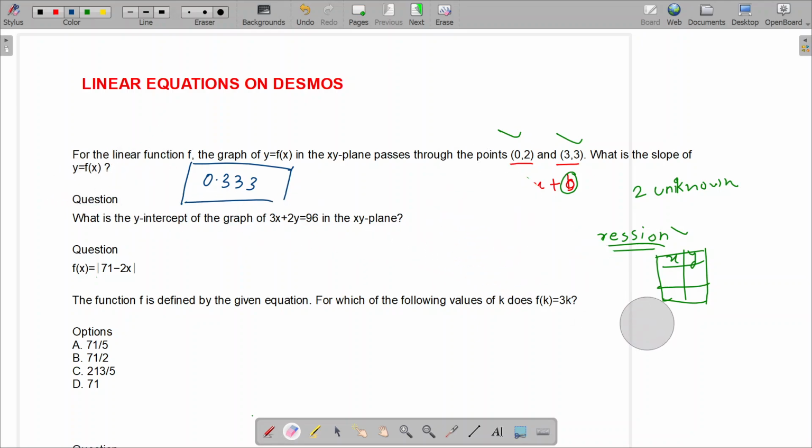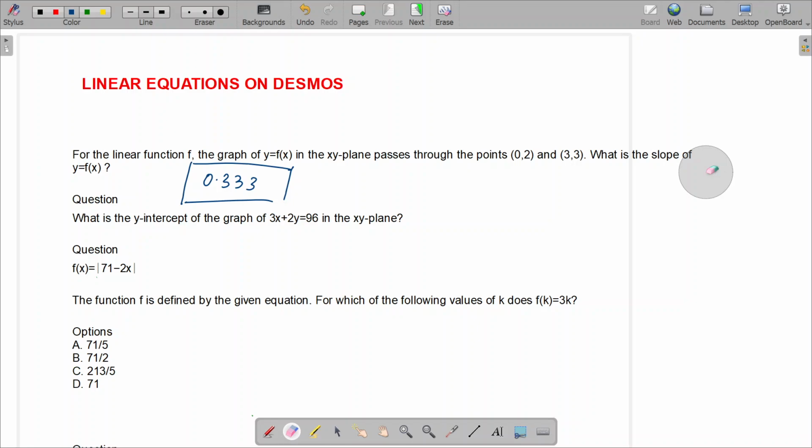Regression is easy. Only remember, whenever you see 2 points or they are talking about whether linear equation or quadratic, if the number of unknowns are equal to number of points, definitely go for regression. Form a table, use regression and find out the answer.